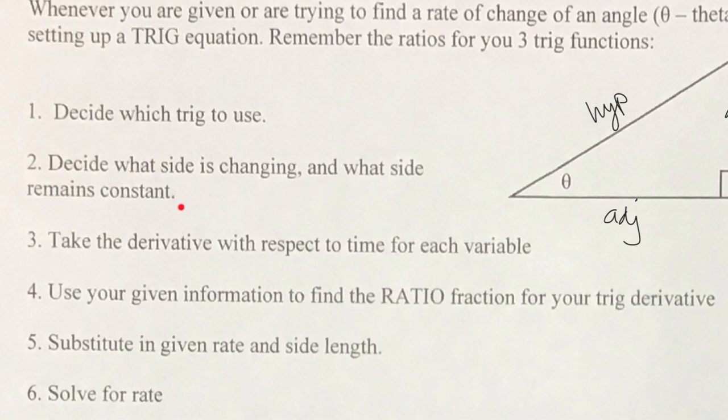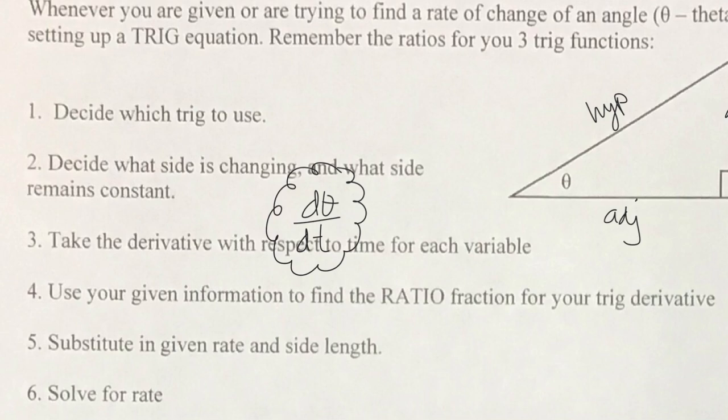So maybe we decide it's sine, maybe we decide it's cosine, maybe it's tangent. You set up your trig ratio here, and then we do the calculus. We take the derivative with respect to time for each variable. Don't forget about d theta dt. We're always going to have a d theta dt whenever we take the derivative of our trig. So don't forget about that. It goes on the same side of your trig, as we will find out.